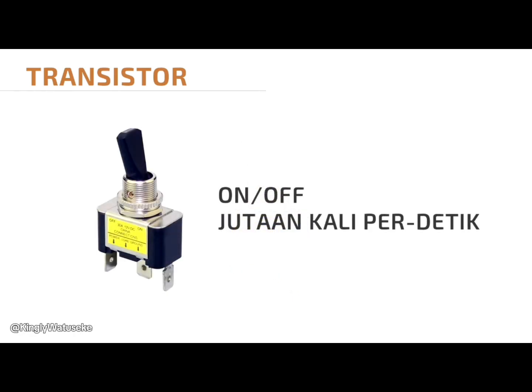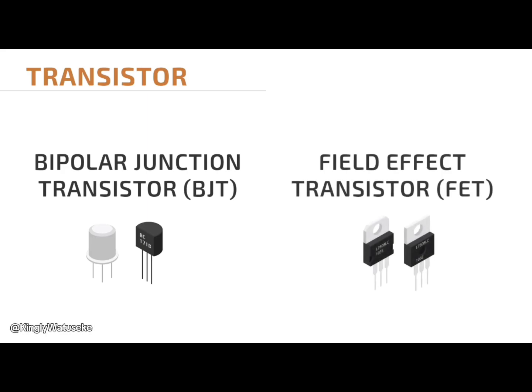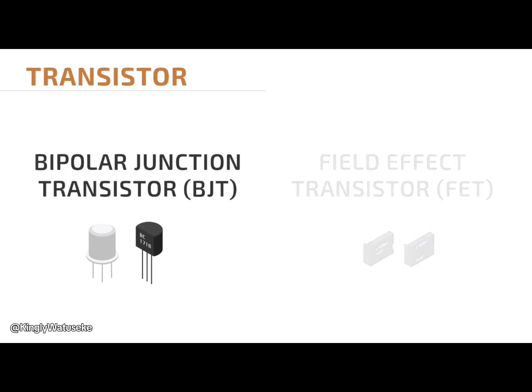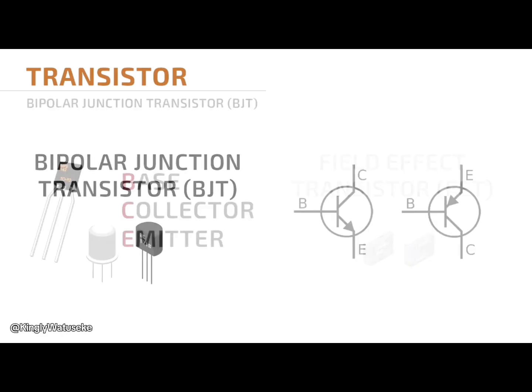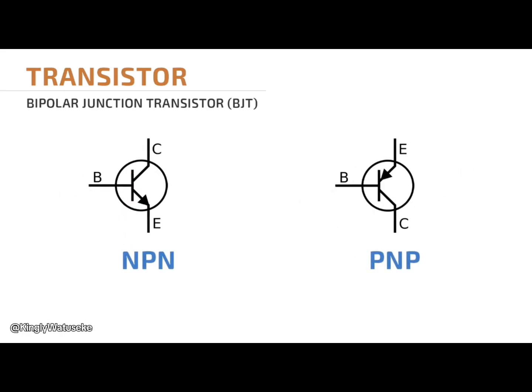The most common we find is the bipolar junction transistor, or BJT. Then the second is the field effect transistor, or FET. In this video, we will only discuss the BJT transistor. A BJT transistor generally has three legs: base, collector, and emitter. This type of transistor is also divided into two categories: NPN and PNP.